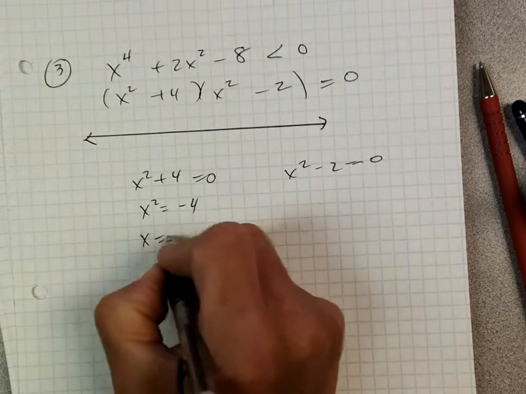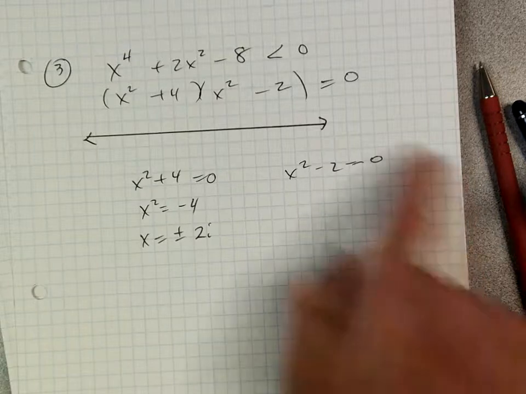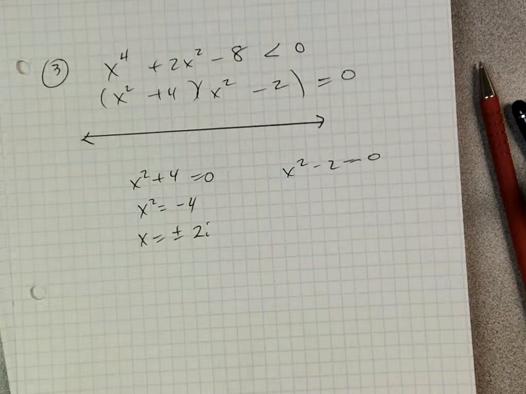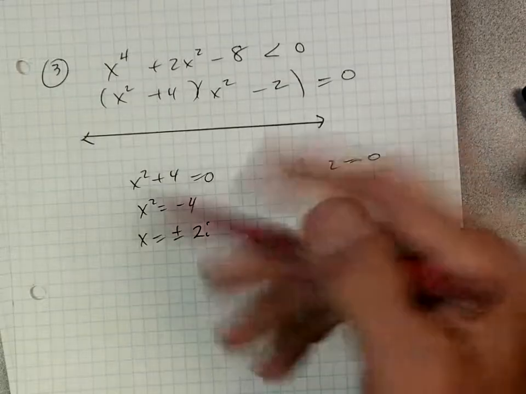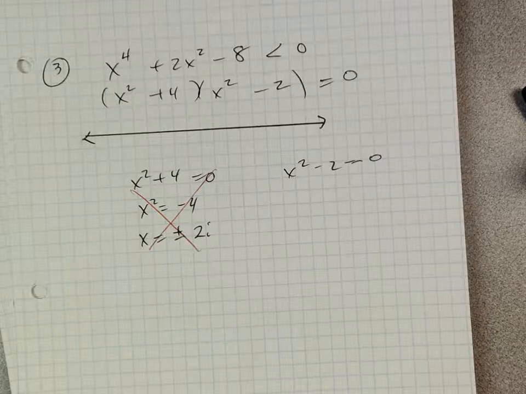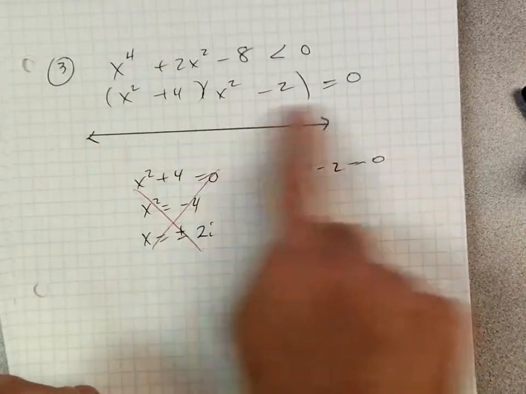You're going to get x equals plus or minus 2i, but we don't graph imaginary numbers on a number line. Number lines are for real numbers, so we just throw that one away. We don't care about that one. We do not graph imaginary numbers on a number line. Number lines are for real numbers, okay?